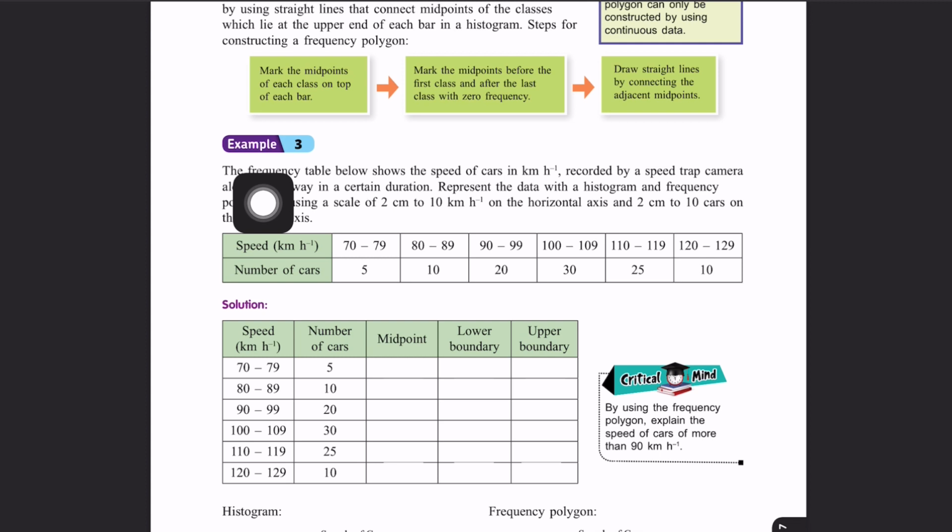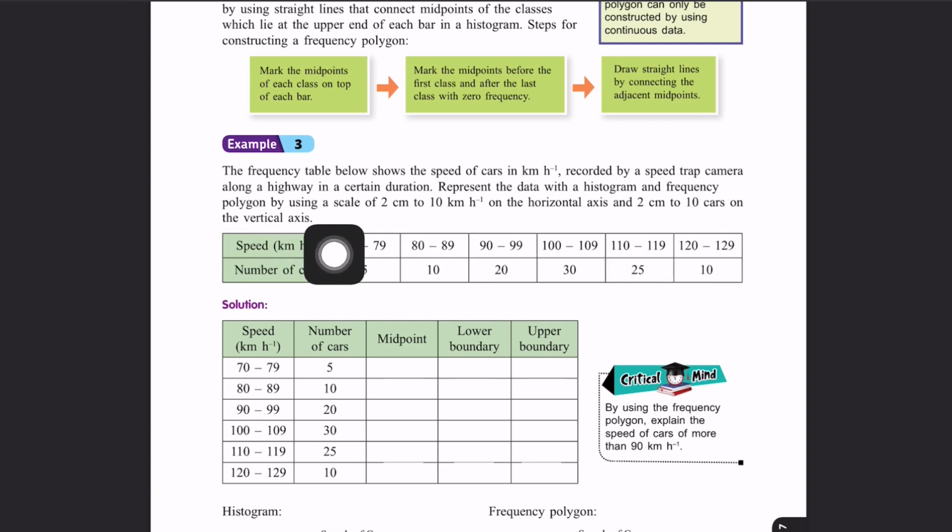The frequency table below shows the speed of cars in kilometers per hour, recorded by a speed trap camera along a highway in a certain duration. Represent the data with a histogram and frequency polygon by using a scale of 2 cm to 10 km per hour on the horizontal axis and 2 cm to 10 cars on the vertical axis. So di sini kita ada frequency table.